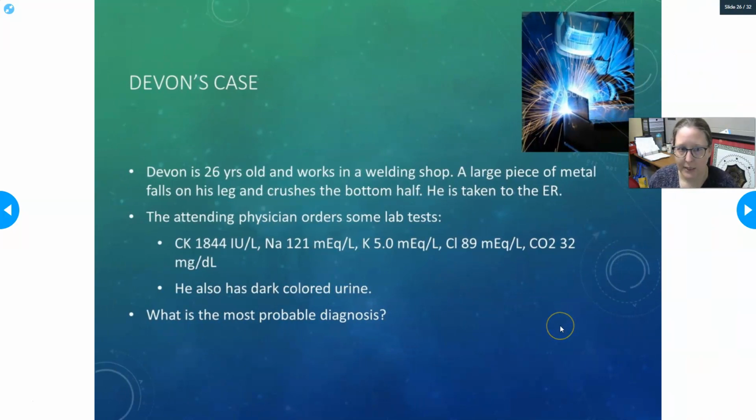All right, let's look at a case, because we always got to look at a case. Devin is 26 and works in a welding shop. A large piece of metal falls on his leg and crushes the bottom half. He's taken to the ER.